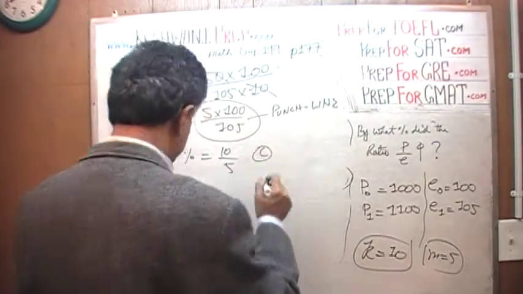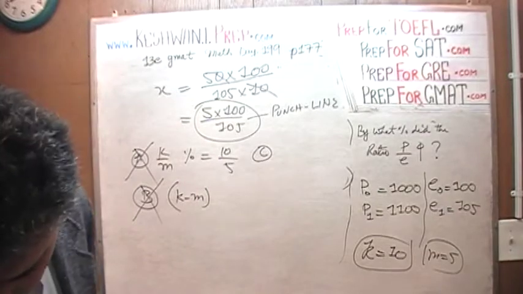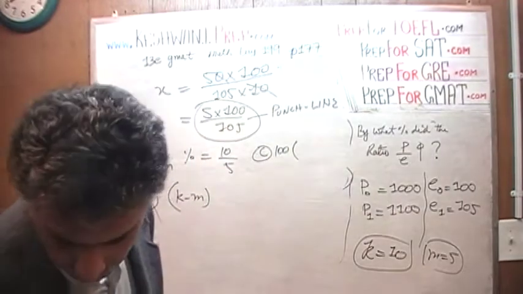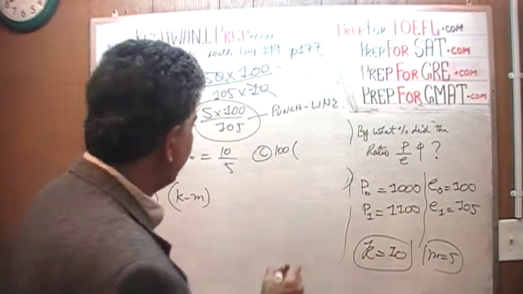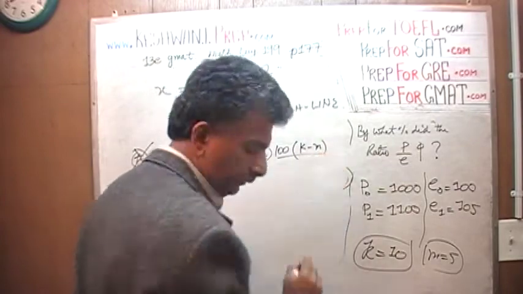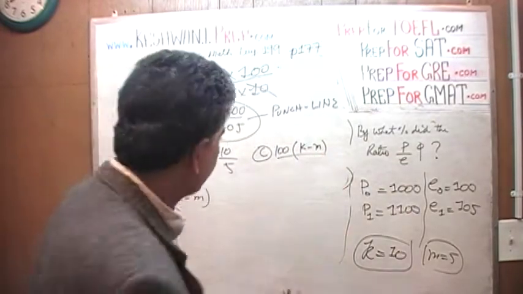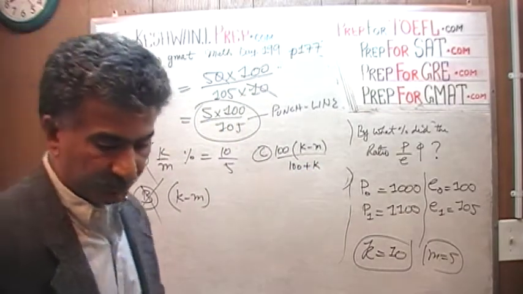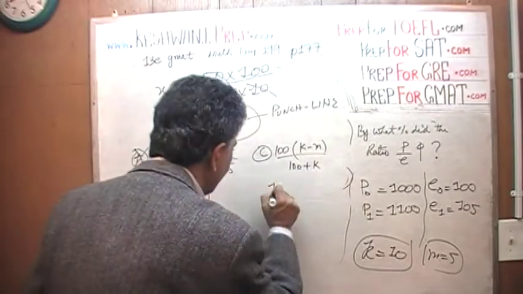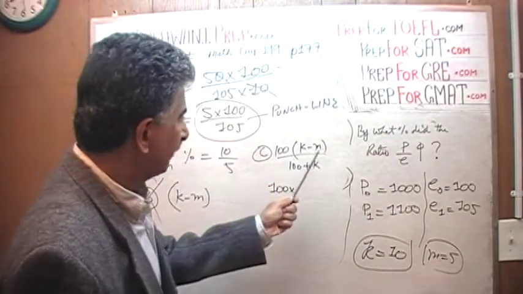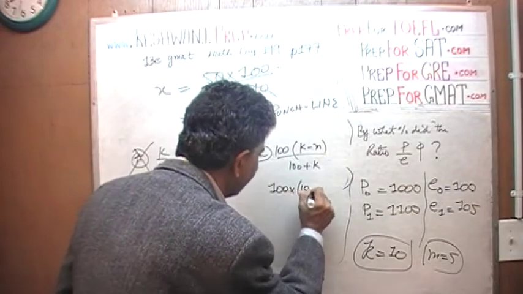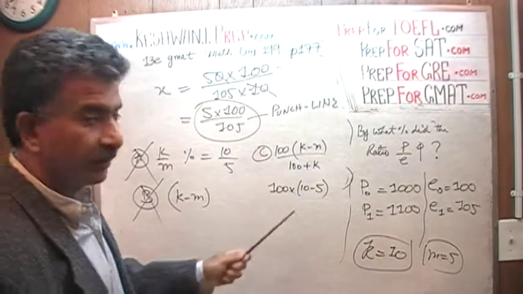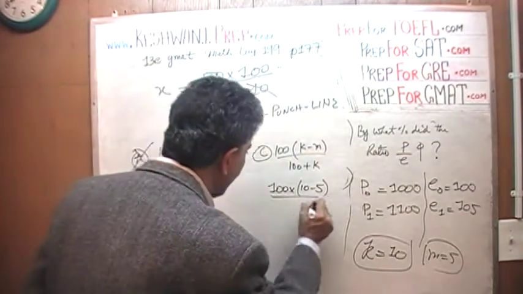Let's look at C. C says 100 times k minus m over 100 plus k. This is where you have to slow down. Make sure you keep your k's and m's separate. Otherwise you're going to mess it up. So we have 100 times k minus m. K is 10, 10 minus 5 is 5. So far so good. We got 5 times 100. The top matches perfectly. We just have to make sure the bottom matches.